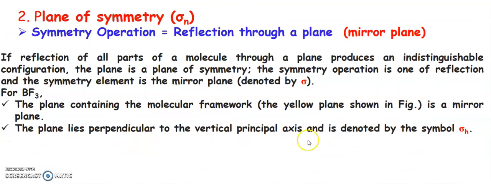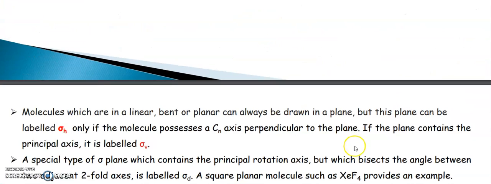Now the plane of symmetry. The symmetry operation is reflection through a plane, a mirror plane. If the reflection of all parts of the molecule through a plane produces an indistinguishable configuration, the plane is a plane of symmetry. The symmetry operation is reflection and the symmetry element is the mirror plane denoted by sigma. For BF3, the plane containing the molecular frame, the yellow plane shown in the figure, is a mirror plane. The plane perpendicular to the vertical principal axis is denoted by the symbol sigma h.